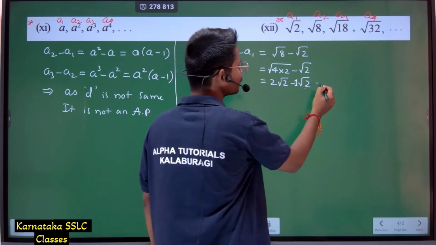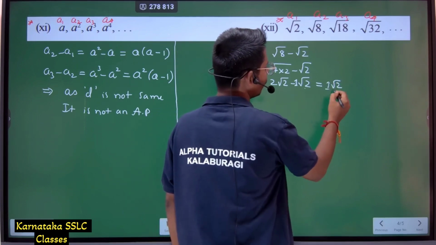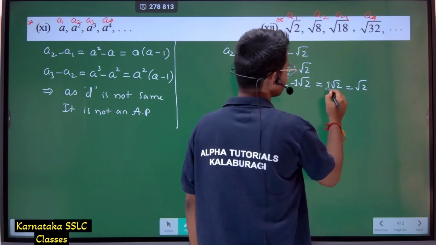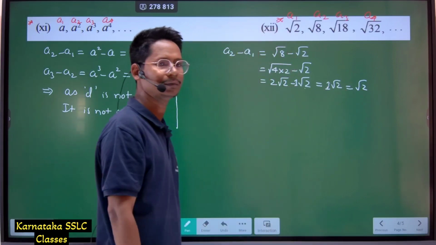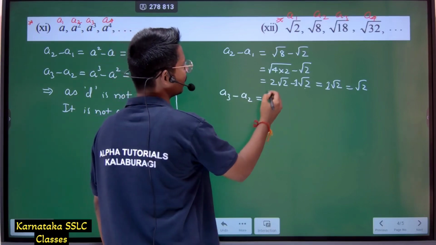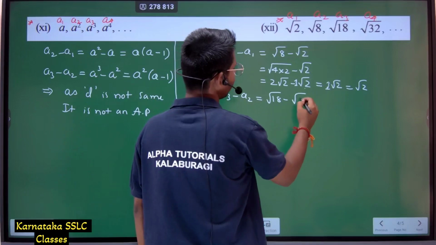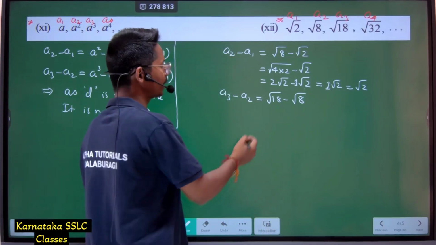Okay, 2 minus 1, 1 root 2 you are going to get. Okay, 1 root 2 is nothing but just root 2. Correct? Fine. Next, A3 minus A2. Yes, tell me, what is A3? Root 18 minus, what is A2? Root 8. Now further you can write its factors.